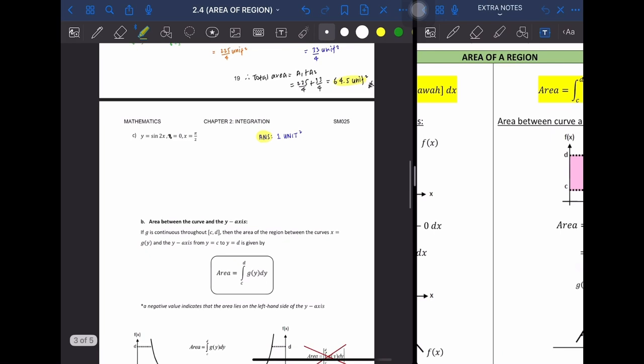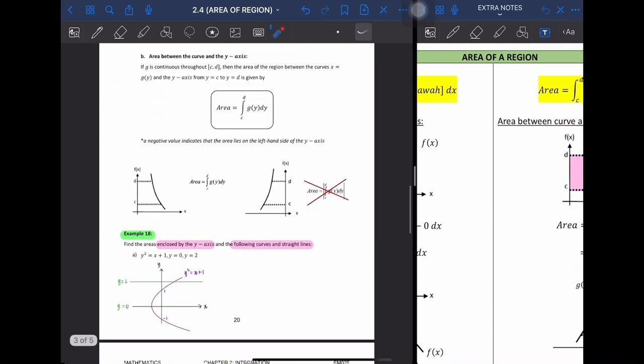Okay, so for C, you can try by your own. So make sure you edit the question. This is actually x, and then the final answer would be 1 unit square. So you can try by your own. So we proceed with example 18.